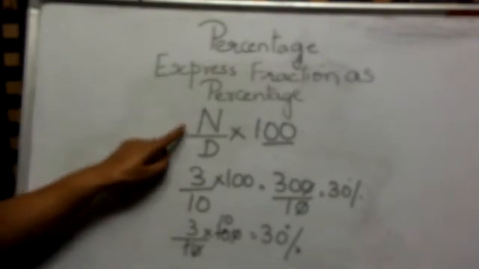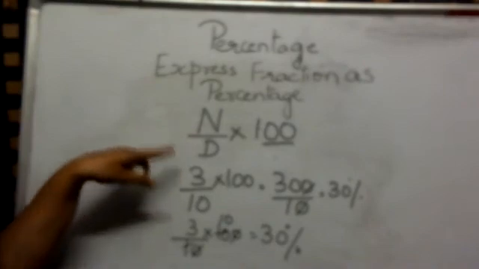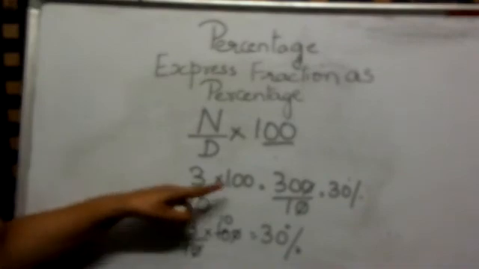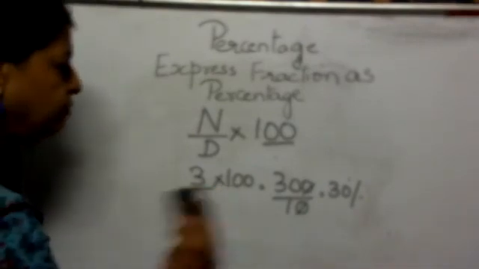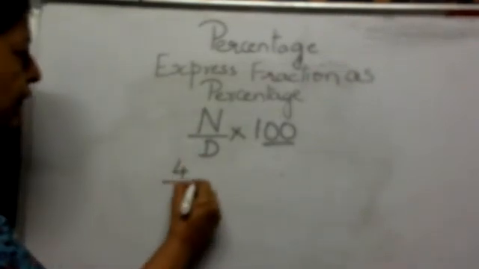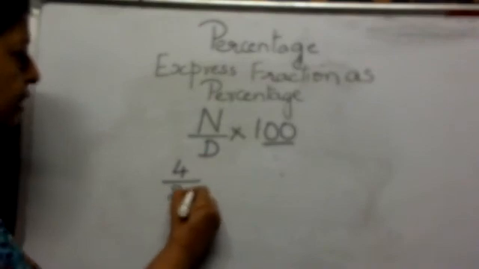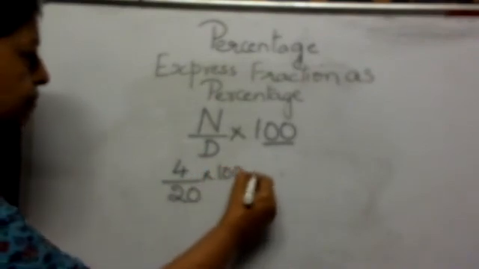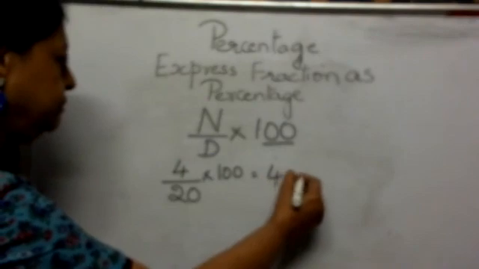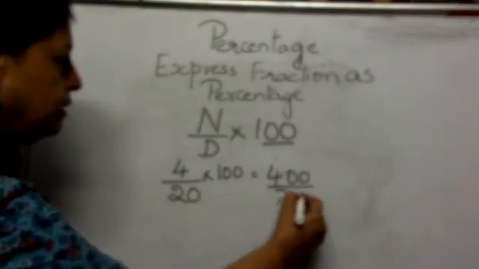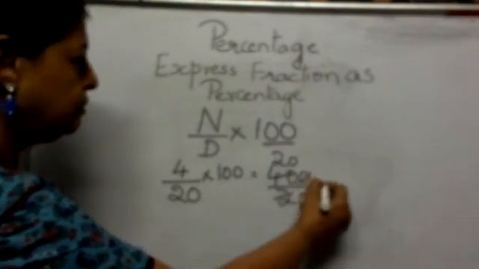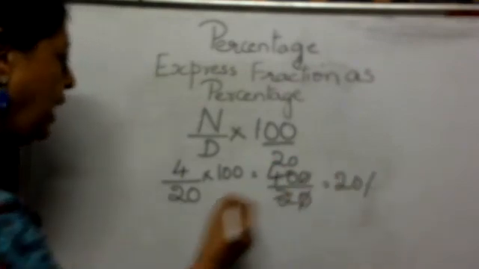But remember that to express a fraction as a percentage, you have to use n by d. The numerator and denominator are already there. Multiply by 100. So I will explain once more the two methods. Okay, children? 4 by 20 into 100. You can use the first method. 4 into 100 is 400 by 20. Then 20 twenties... 20%.